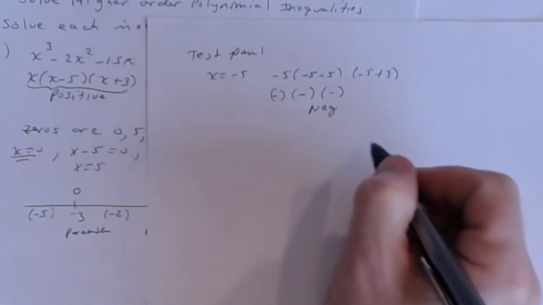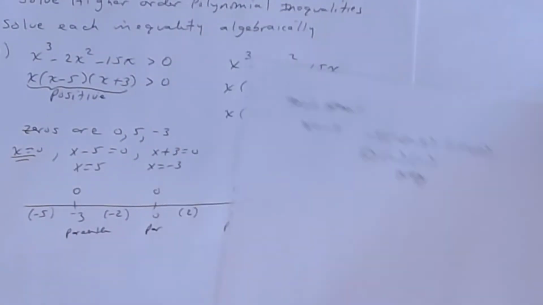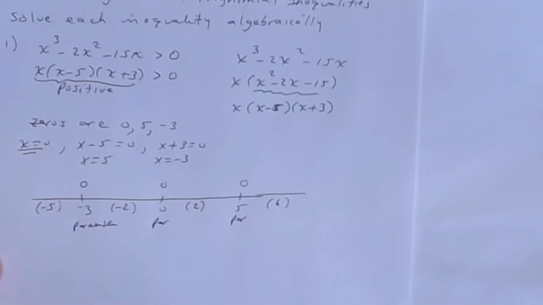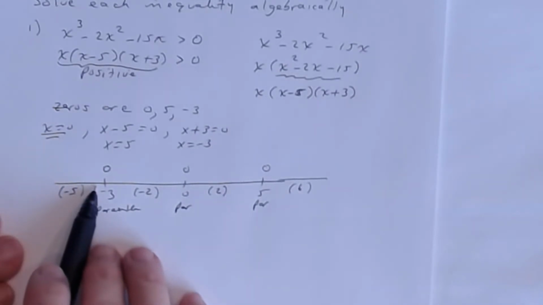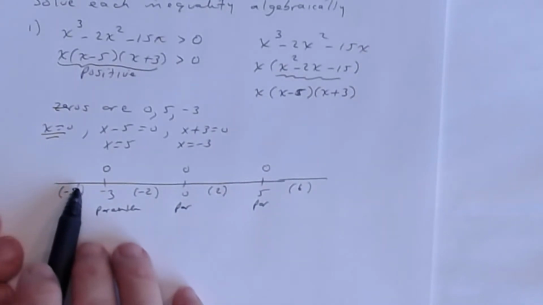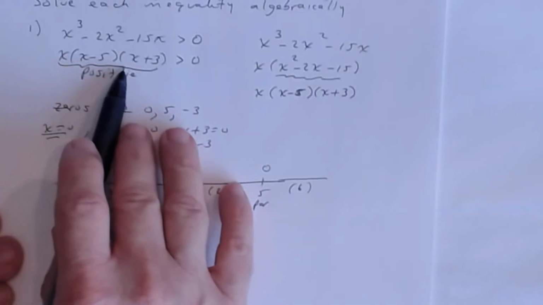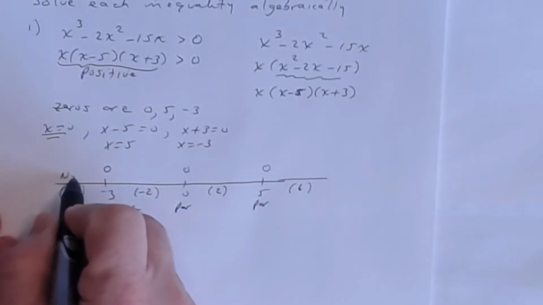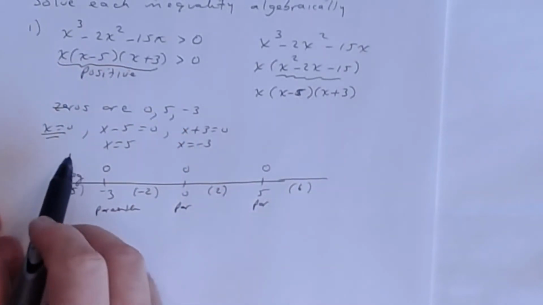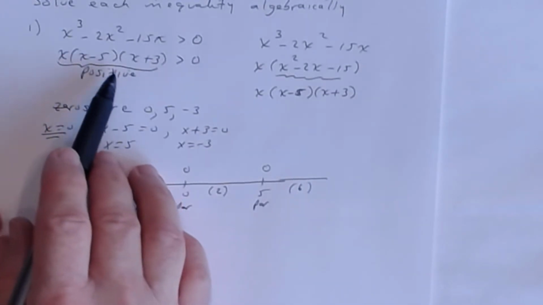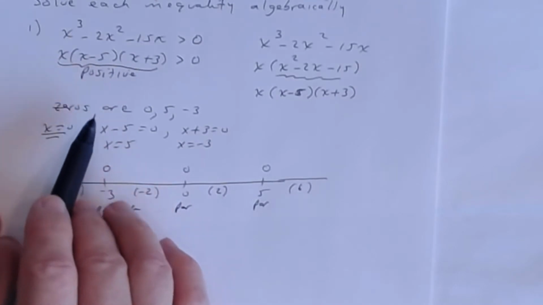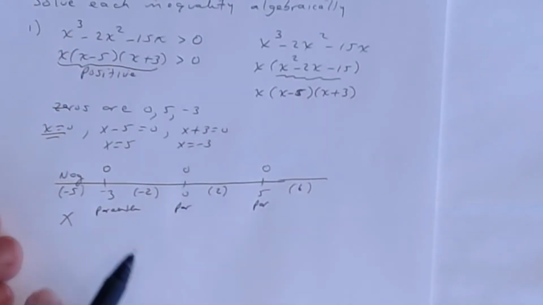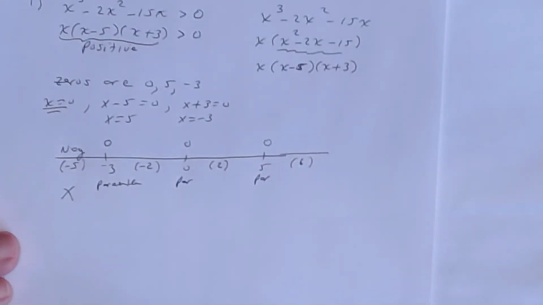So that means, remember what that means? That means if I substitute any real number between -infinity and -3, that's going to make the left-hand side a negative number. But that's not something I want. I want the left-hand side to be a positive number. Greater than 0 means positive. So that's not going to be a solution. This interval is not going to be one I'm going to use.